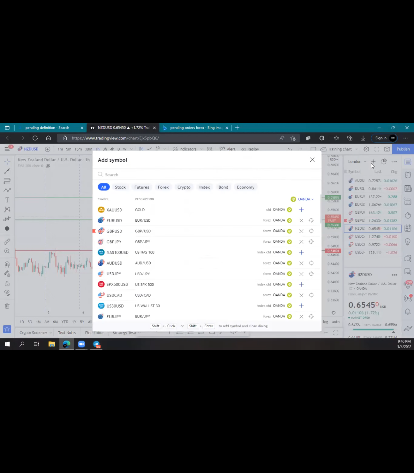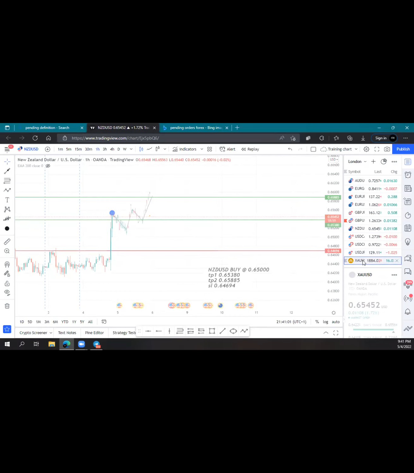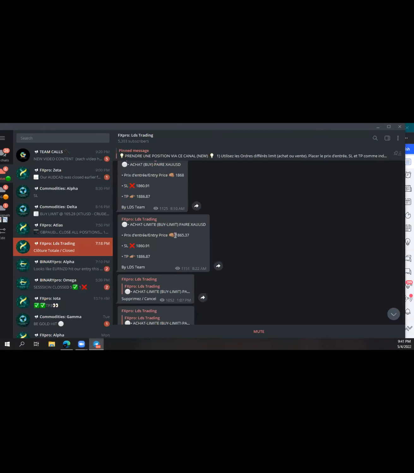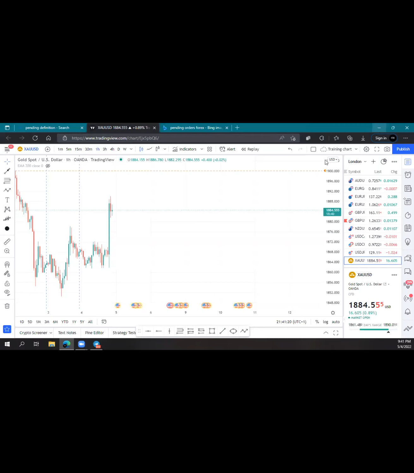So let's assume this is my MT4, although we are still going to try it out. Now, they told me to enter at what price? Who can remember? The price that they told me to enter is 1865.37. The first thing I'm supposed to do is check where 1865.37 is on my chart. Is it above the market or below the market?